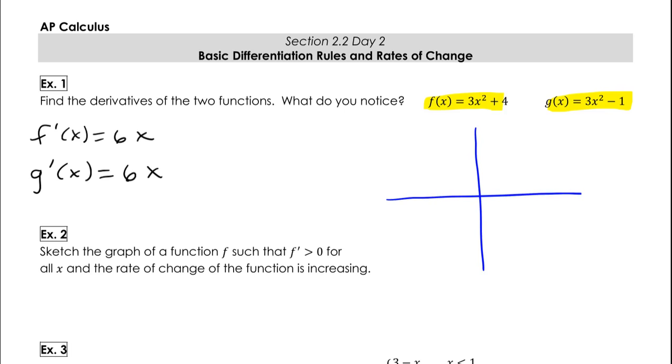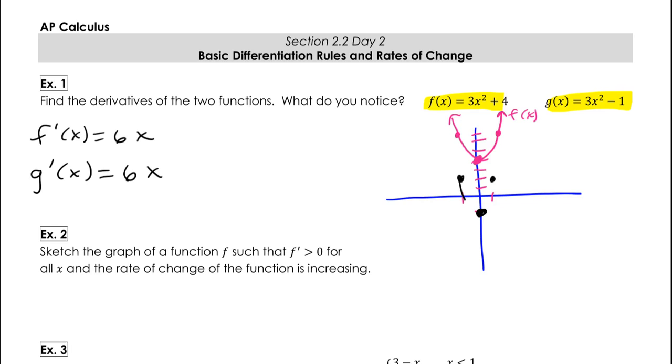3x squared plus 4. It's going to be the function 3x squared shifted up 4 units. Maybe we can plot 1 point on either side. If we sub a 1 in, we're going to get a 7. Okay, let's connect those dots, and we get f. Well, what does g look like? g is the function shifted down a unit. Okay, so g is going to be down here. If we sub a 1 on either side, we'll get a 2 out, and we get this function.